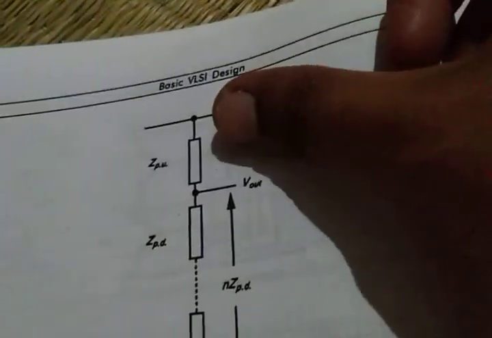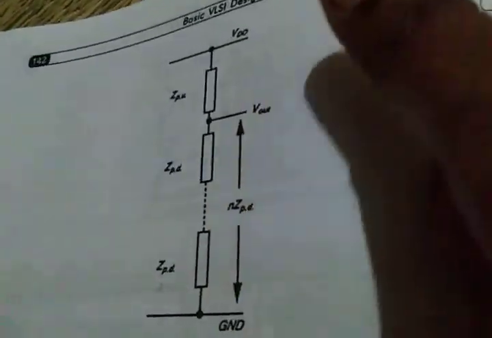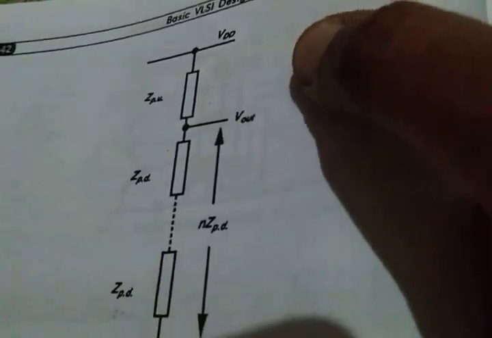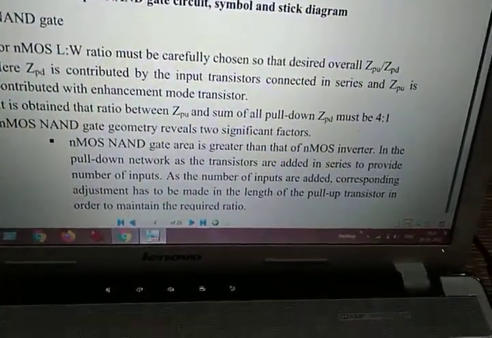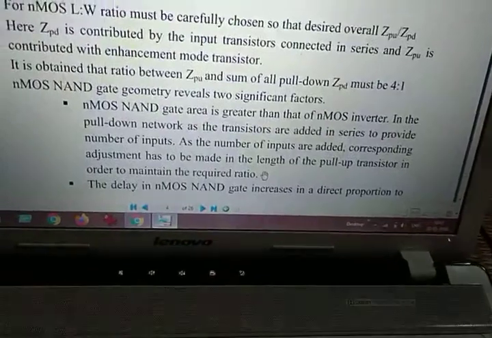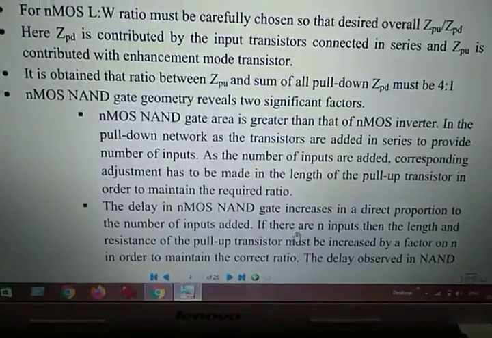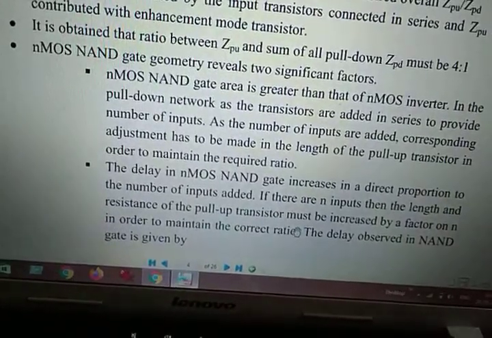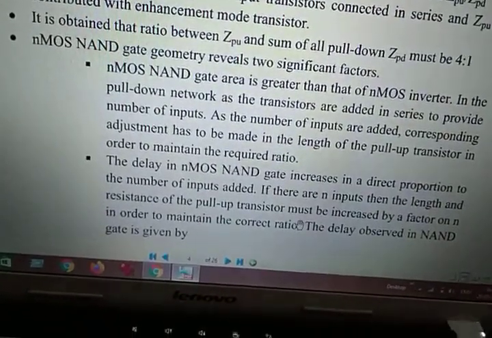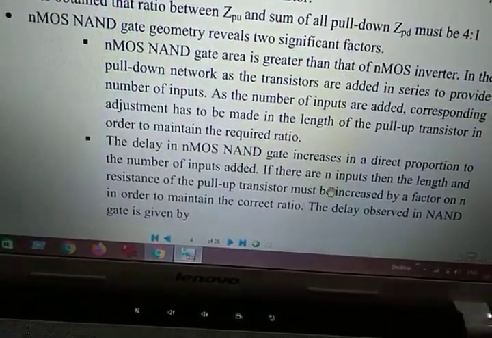So this is our pull up and this is a pull down transistor. These are connected in series. This is the constant, a depletion mode transistor, that is the pull up impedance. The pull up transistor overall maintains the required ratio. The delay in the NMOS NAND gate increases in direct proportion to the number of inputs added. If there are n inputs, the length and the resistance of the pull up transistor must be increased by a factor of n in order to maintain the correct ratio.